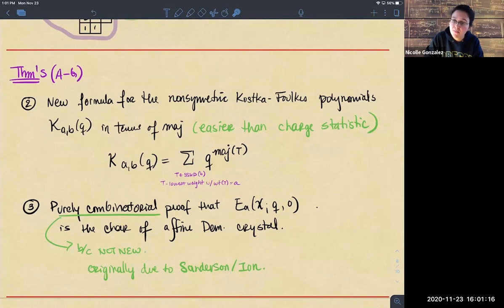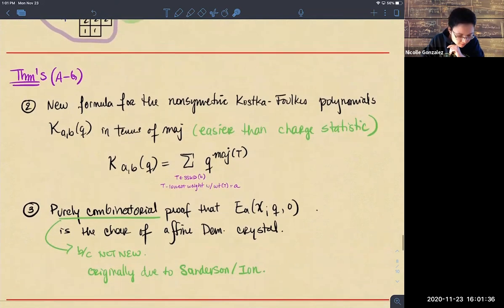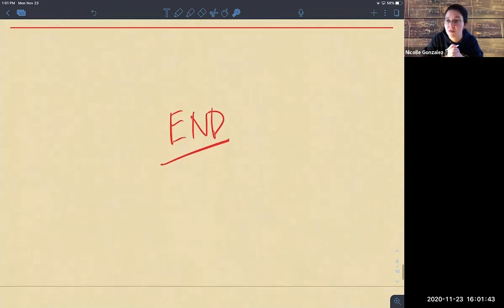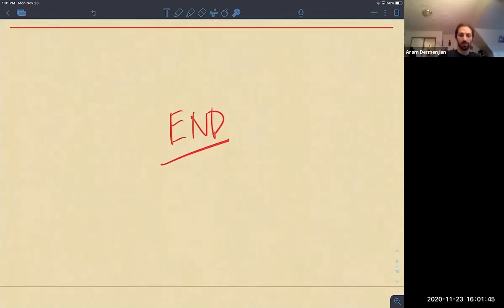Why is this nice? Well, we already had a combinatorial formula before for these polynomials, but it was in terms of a statistic known as charge, which is a lot more complicated than counting descents. So this is nice because it's very simple and very straightforward to just sum over the major index. It's very easy. And that's pretty much it. I'm right on the dot, so I'm not going to go into the details of the proof. So I'm just going to skip this last talk, and if you have any questions, I'm happy to go into it. Thank you.